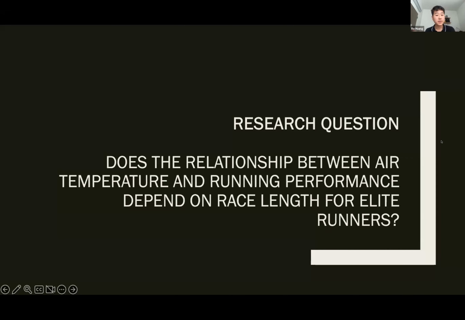So this led to my research question: how does the relationship between air temperature and running performance depend on race length for elite runners?